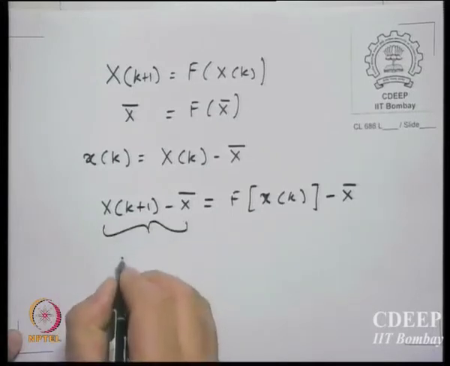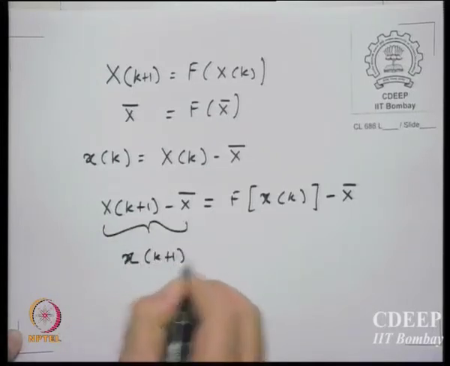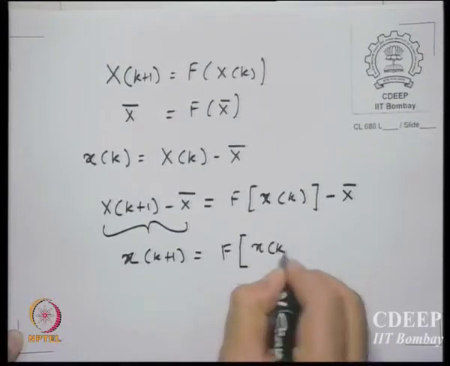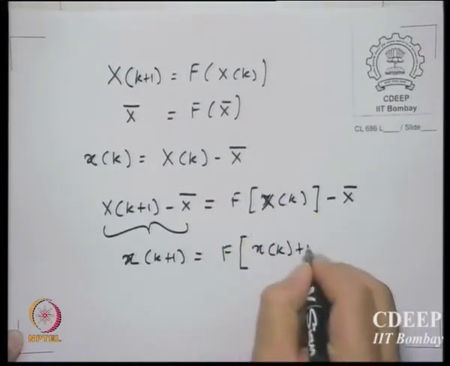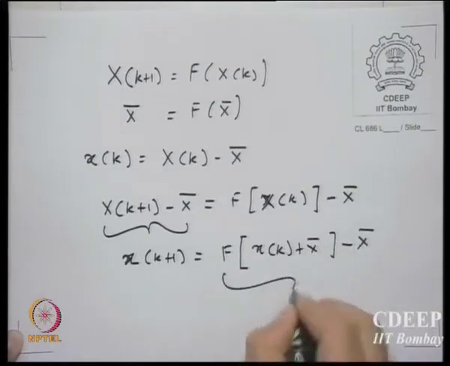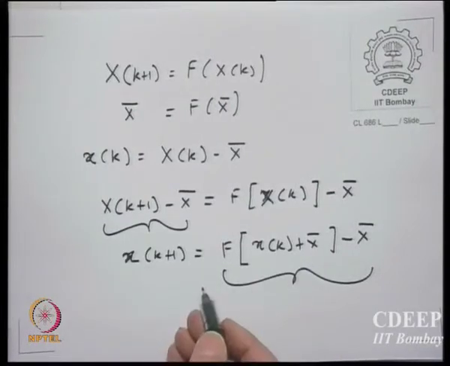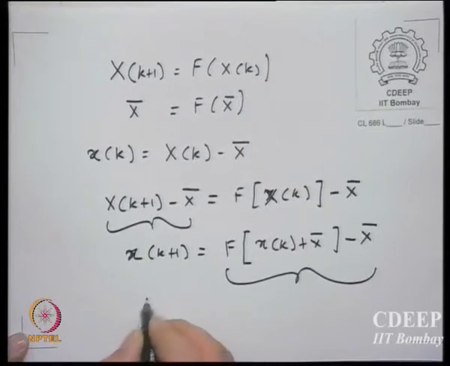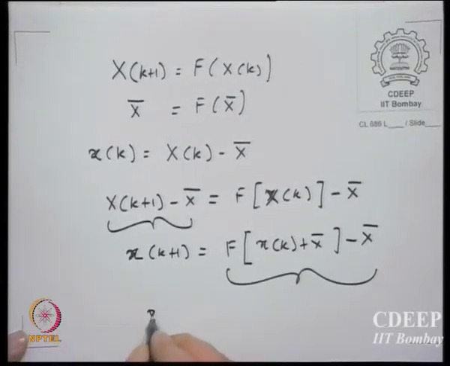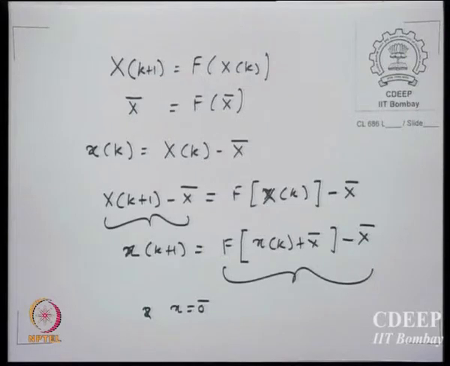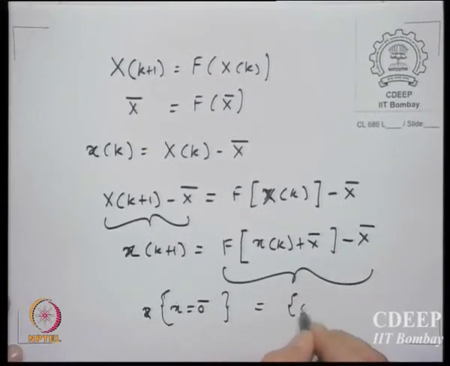So this I can write as small x k plus 1 and this I can write as f of capital X, x k plus x bar minus x bar, and then this new function I can redefine as f. So essentially if I do this transformation, I will get a function where, when small x is equal to 0, the right hand side will also be equal to 0. When x is equal to 0, the right hand side is identically equal to 0.